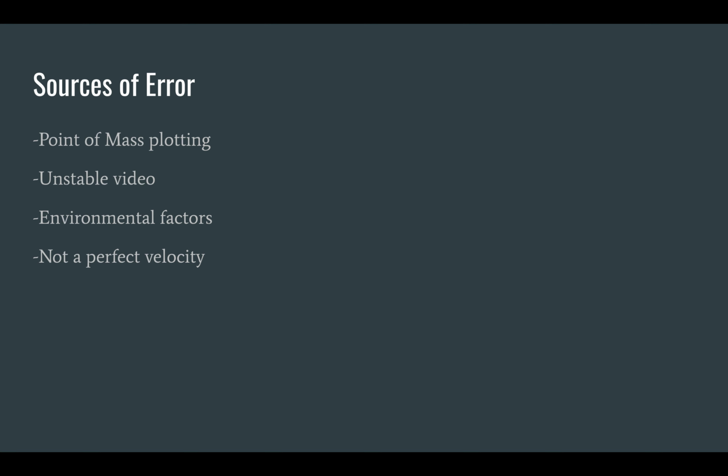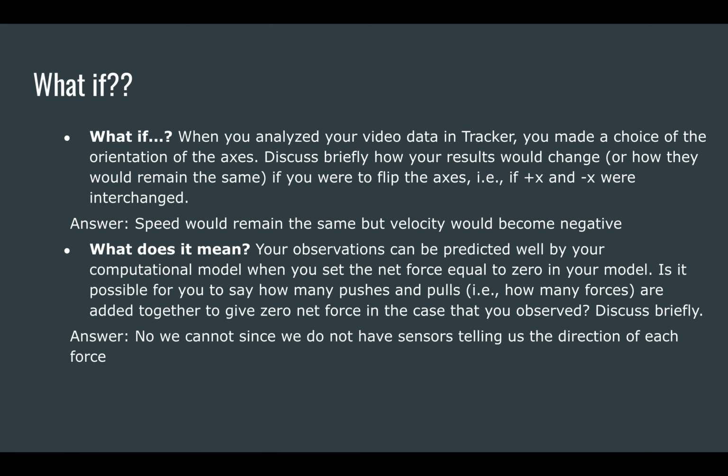Sources of error, as I previously said, perhaps using the tracker application wrong and plotting the points of mass incorrectly, perhaps creating an unstable video, or maybe even environmental factors, such as friction, air resistance, and not a perfect constant velocity maybe. So in what ifs, if we flip the axes, the speed would remain the same, but the velocity would become negative. This is the only thing that would change. Our observations were pretty accurate to the computational model.